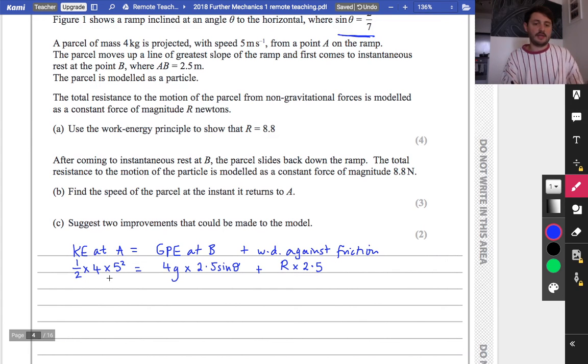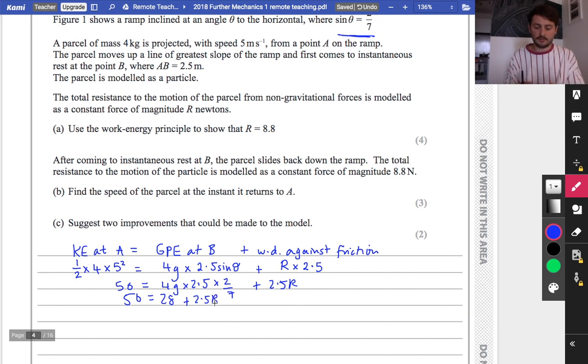So this is 50. This is 4g times 2.5 sine theta, and sine theta is 2 over 7, and that's 2.5r. So I've got 4 times 9.8 times 2.5 times 2 over 7, which is 28. So I get 50 equals 28 plus 2.5r, and I'm just going to solve that equation by taking away 28 and dividing by 2.5, and we get that r is equal to 8.8 newtons.